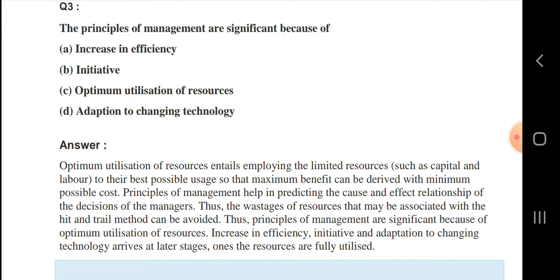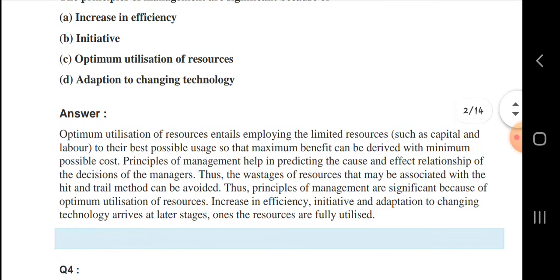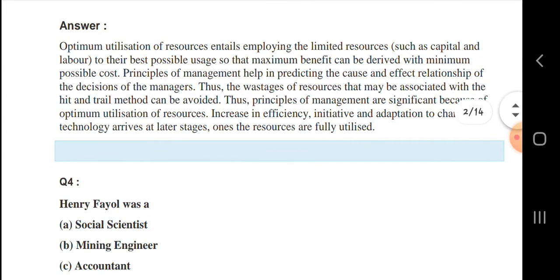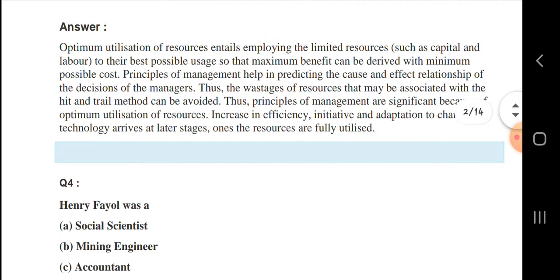So optimum utilization of resources entails employing the limited resources to their best possible usage, so that maximum benefit can be derived with the minimum possible cost.